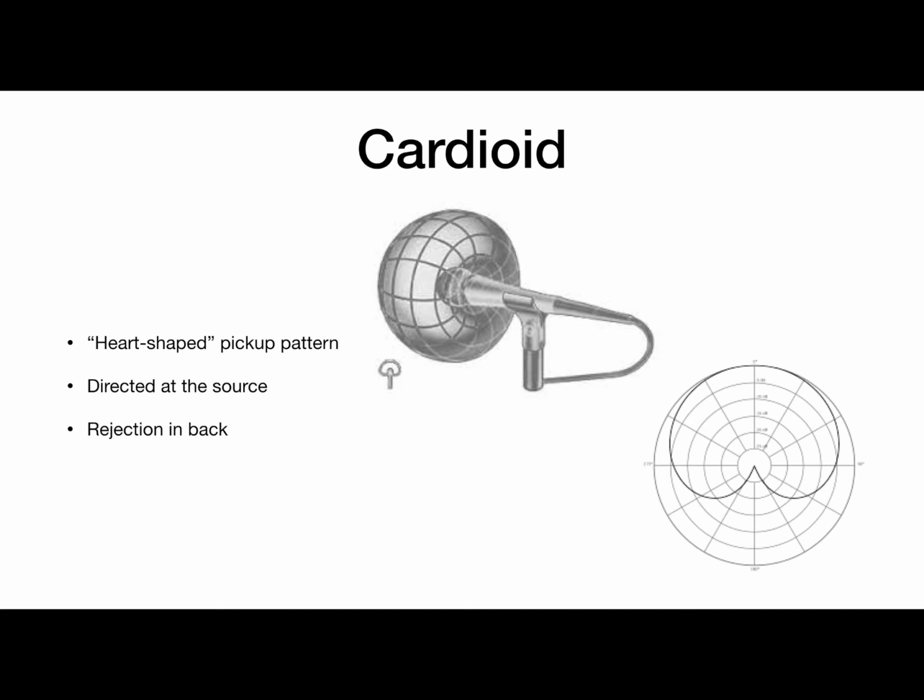The cardioid pattern was given its name due to a sort of heart-shaped pickup pattern. This polar pattern is the most common unidirectional found on many condenser and dynamic microphones alike. The pattern is fairly directed at the sound source, thus positioning is important. This makes cardioid mics a good choice for miking a close and directed sound source. Cardioid mics have good rejection at the rear, so it will pick up minimal amounts of bleed from sound sources directed at the rear of the microphone.